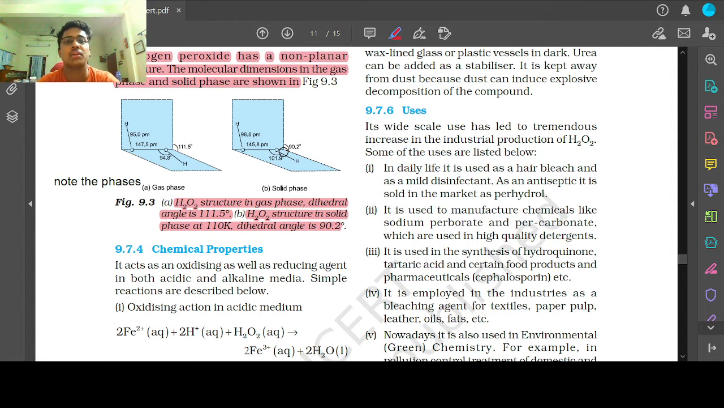In both phases, the structure is an open book-like or non-planar structure. It's not in one plane, right? It's in two planes like this. So it's a non-planar structure, or a biplanar structure.